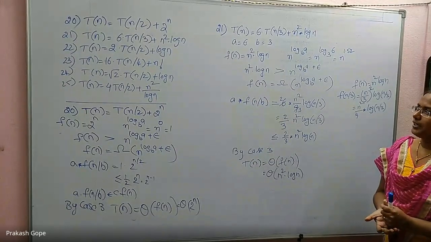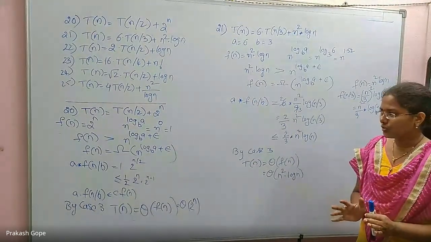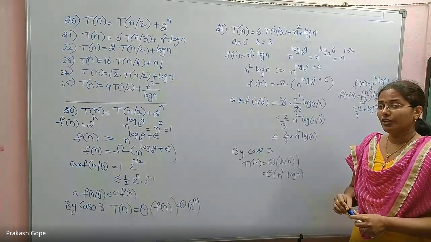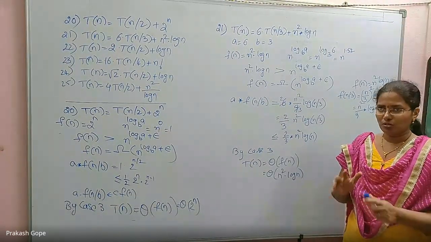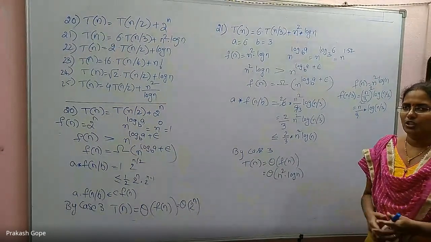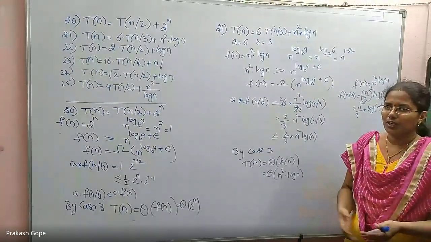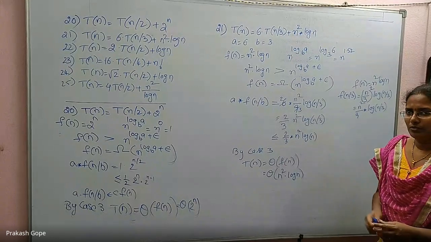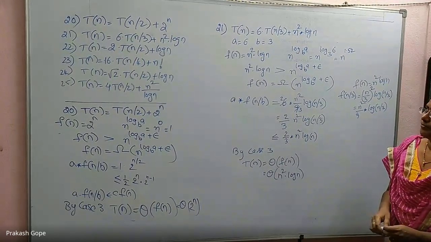These may look complicated, but they are not complicated questions. Please understand the theorem carefully. How you will identify which case it belongs to is what is important, and that comes with experience. With all these questions, you will understand. And all these questions are from the Foreman book.